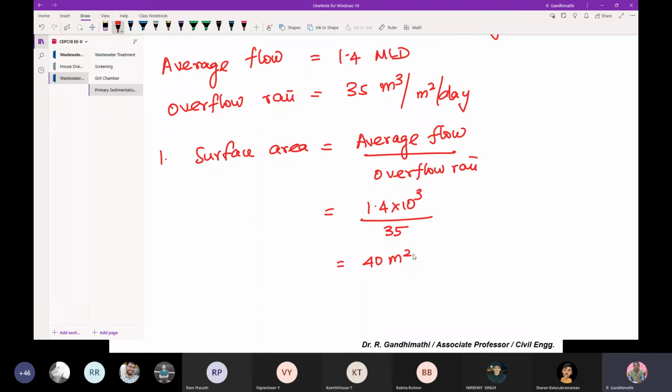Students, here you have to consider only the average flow. You should not design the system for the peak flow. The reason is that along with the suspended solids, you can expect 30% of BOD removal, mainly of the organic solids. Therefore you should design the system only for the average flow.